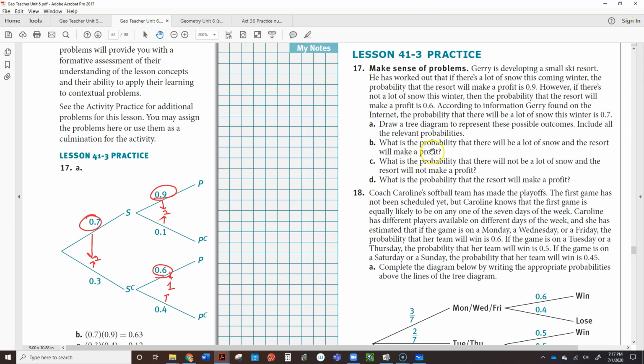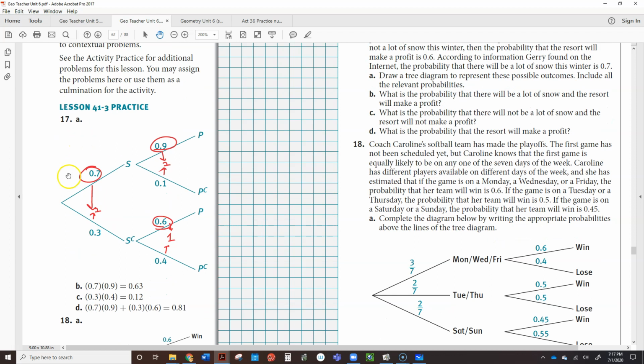And now they just ask, what's the probability that there will be a lot of snow and the resort will make profit? A lot of snow and profit, so you multiply those 2 together. What's the probability that there will not be a lot of snow and the resort will not make profit? Not. So you multiply the 0.3 times the 0.4. And then what's the probability that it will make profit? There's 2 different ways to get profit. You can get profit with a lot of snow, and you can get profit without a lot of snow. So you multiply these 2 together, you multiply these 2 together, add them together, and that's your profit.